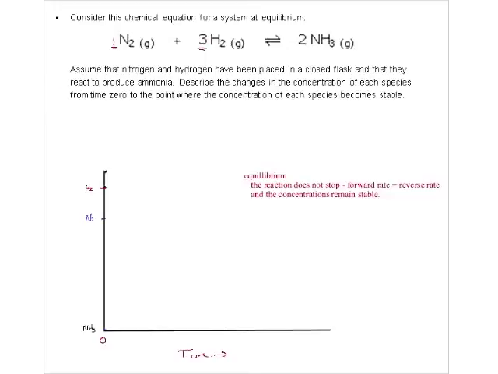And what we see here is that the hydrogen and nitrogen are going to drop. And at some point in time, they're going to become stable. The hydrogen begins to drop as well, kind of at the same rate. And then that levels off and becomes stable. And at the same time then, the nitrogen levels would drop.